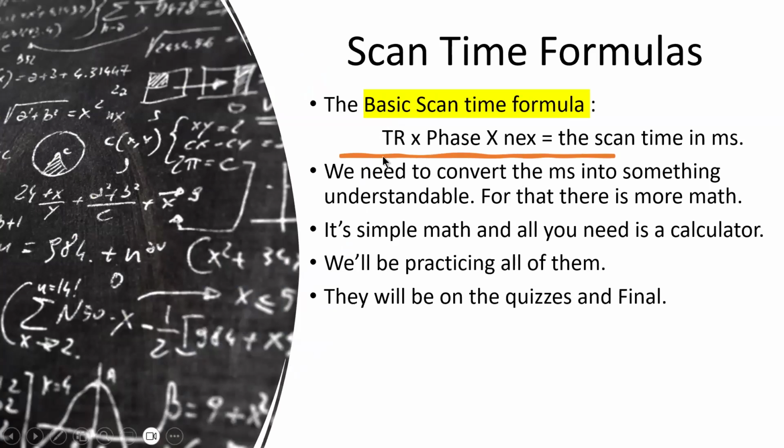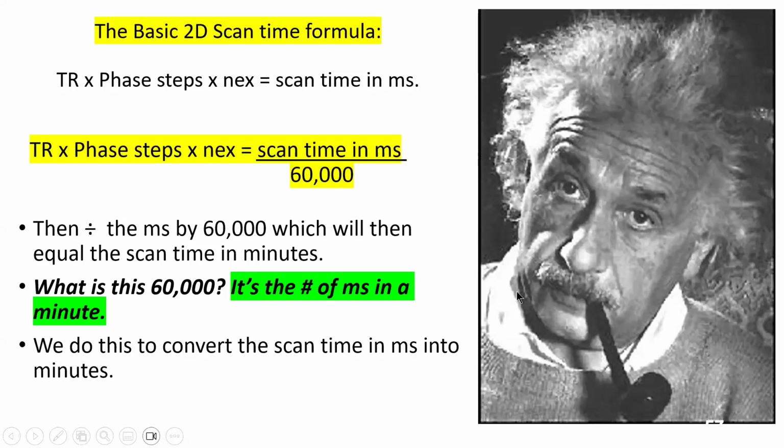So if they say to you, what is your scan time for this pulse sequence? They've got to give you a TR, a phase, and NEX. That's your basic scan time formula. You multiply your TR times phase times NEX. That gives you a great big number, which is your scan time in milliseconds. Then you divide that by 60,000. Why 60,000? Because that's how many milliseconds there are in a minute.